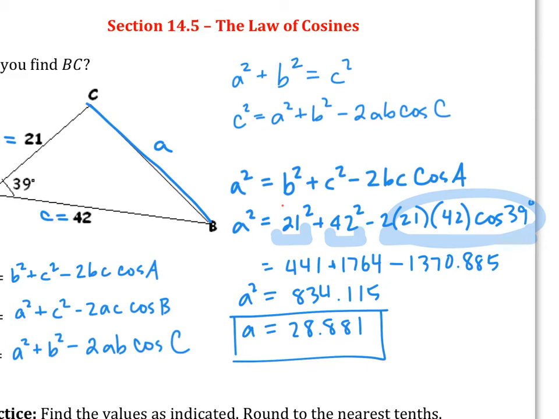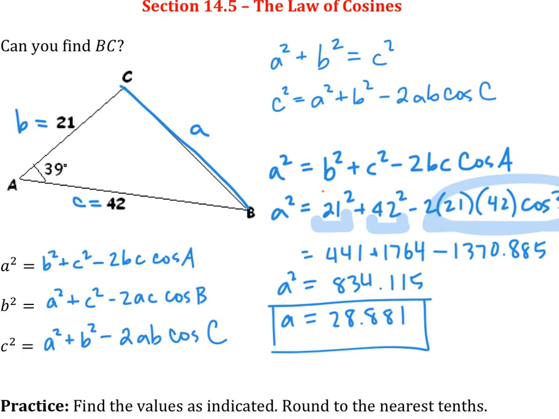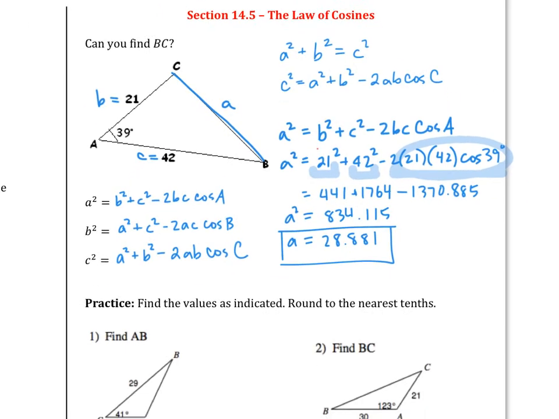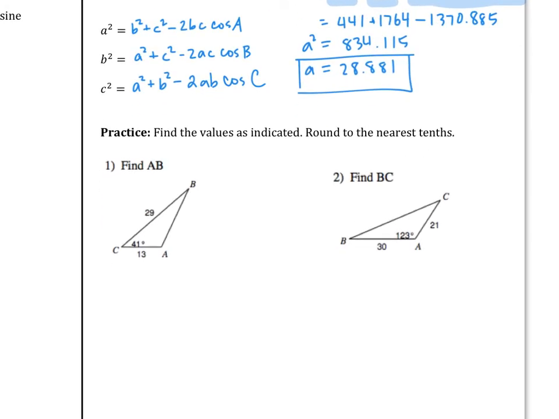And so what happens if you forget to square root it? Well, hopefully you do a sanity check of every problem. So if you didn't square root, you would end up with a equals 834, and hopefully you look at that number and you say, that's too big, because the other 2 sides are 21 and 42. This cannot be the third side. It would not even be a triangle. So then hopefully you remember that you forgot a square root. So please make sure you always double check your answer to see if it makes sense.